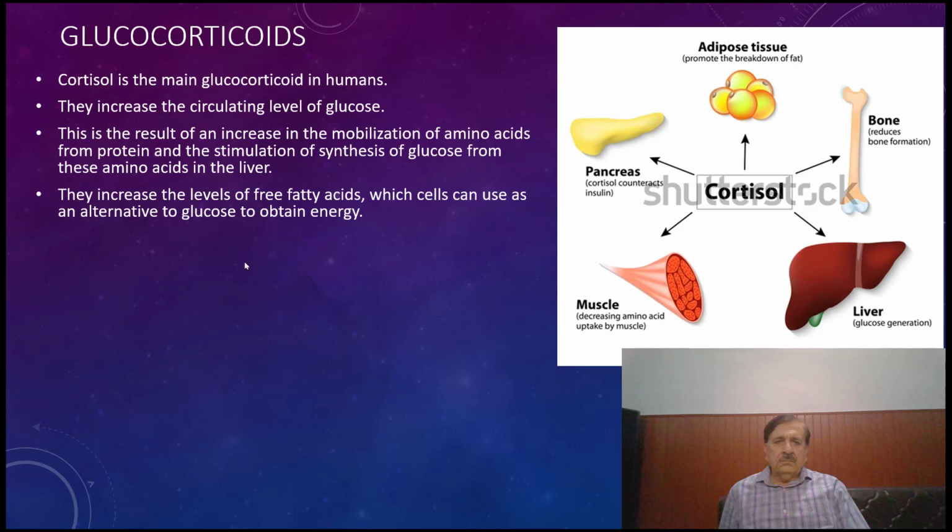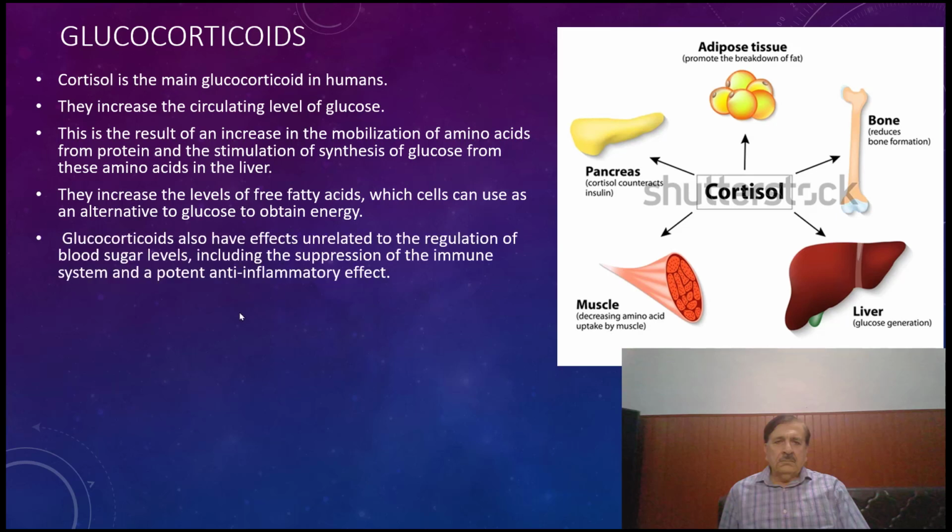It makes glucose from protein and mobilization of protein from other part of the body. They increase the level of free fatty acid, which cells can use as an alternative to glucose to obtain energy. Glucocorticoids also have effects unrelated to the regulation of blood sugar level, including suppression of immune system and a potent anti-inflammatory effect. So, anti-inflammatory effect and regulation of blood sugar level are the other functions of glucocorticoid.